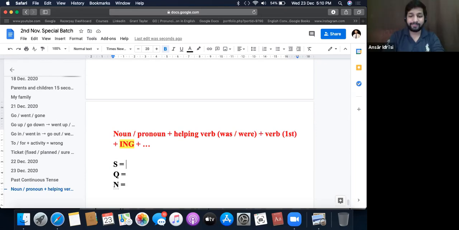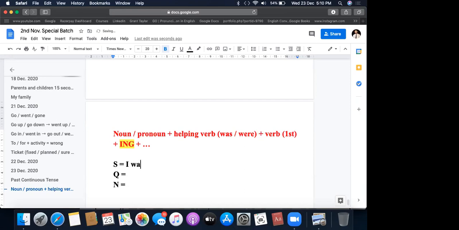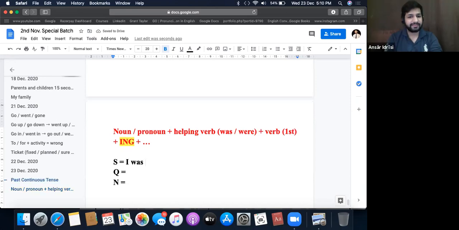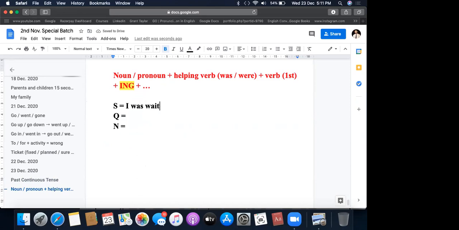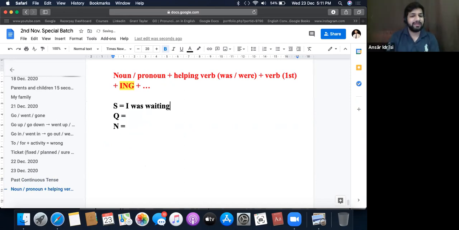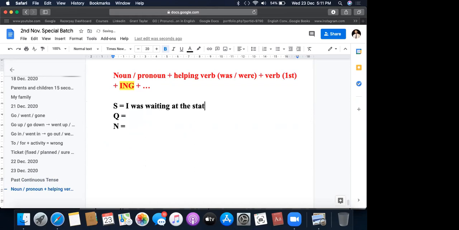So I can say there. Now Rohit can say "I" there. Noun or pronoun? Pronoun. I plus helping verb. What helping verb are we going to use here? For "I", was. I was. Will we use "were"? No. Plus the first form of the verb, that is wait, becomes verb plus ing: waiting. I was waiting. Where? At the station. I was waiting at the station.